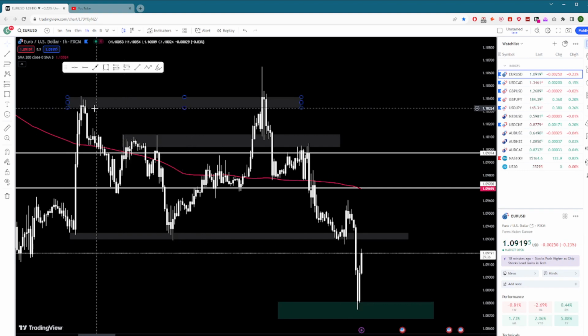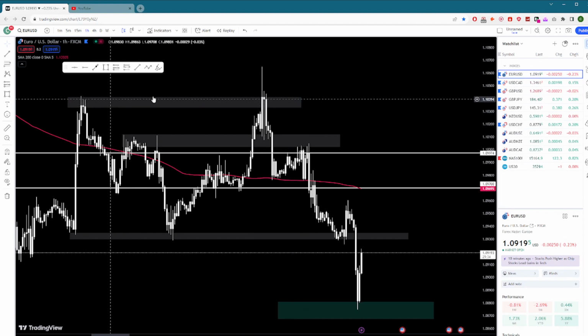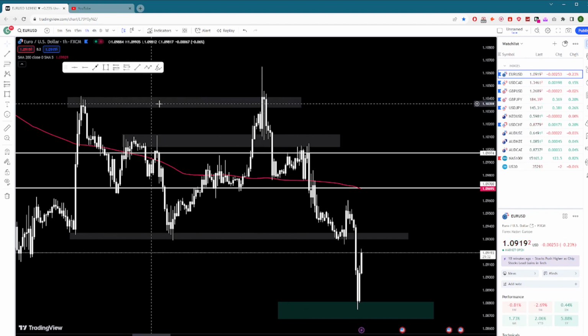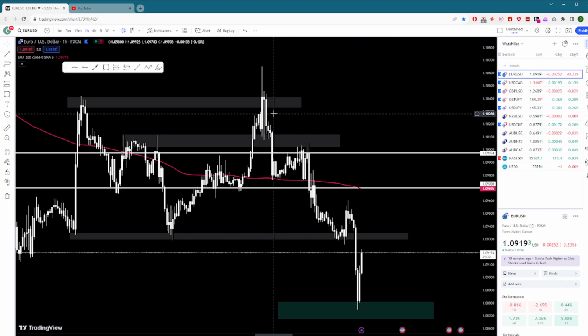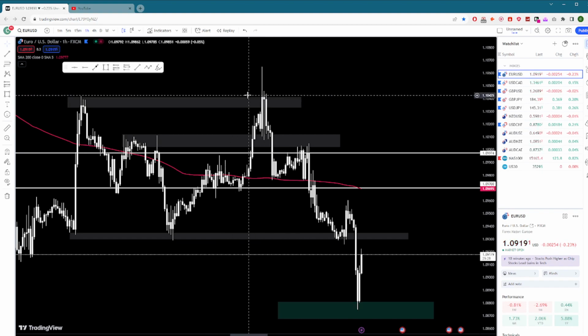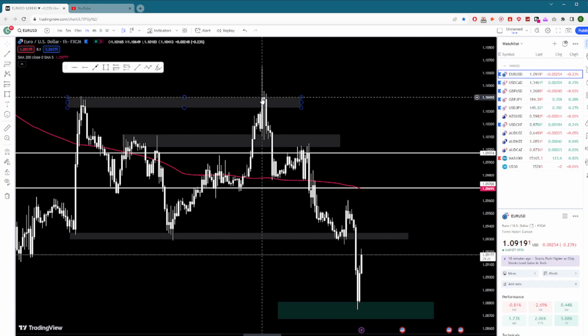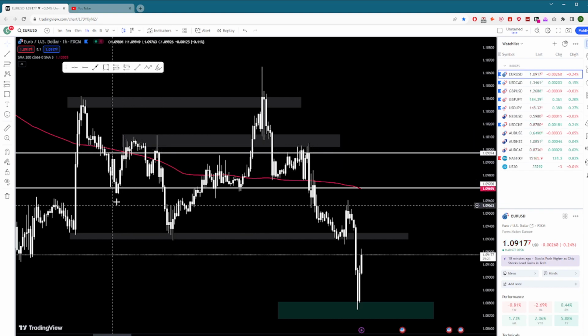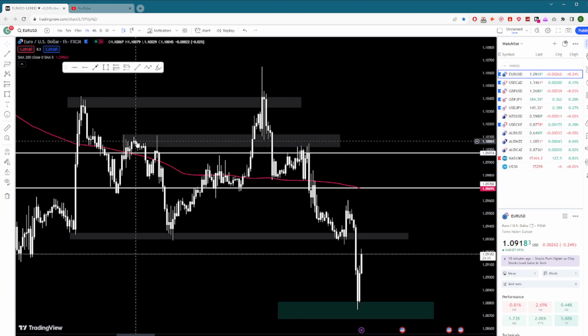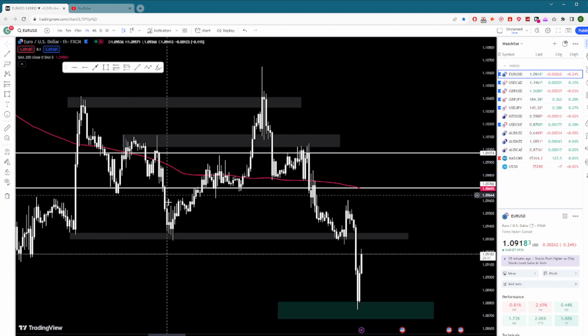So, I marked up this as a resistance area, obviously, because it rejected from this area. Think of resistance as a ceiling that price can't go over. As you can see, it went all the way up here, and then it came down and dropped. Same thing here in the past. It came up here, dropped. Well, actually, it didn't drop. It kept coming. Then it finally dropped. Came back up here, dropped again.